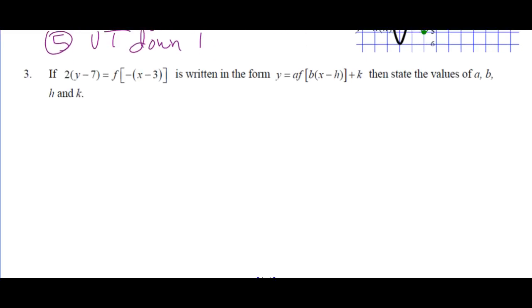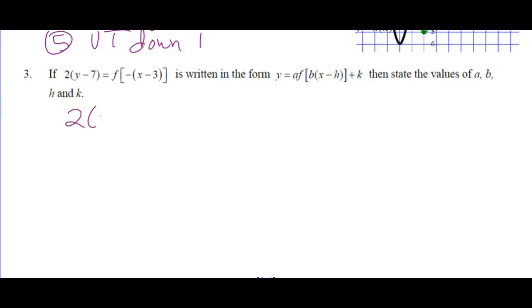If 2 bracket y minus 7 is equal to f of negative bracket x minus 3, and it's written in the form y equals a f of b (x minus h) plus k, state the values of a, b, h, and k. So all we're being asked to do is transform, that's not even a good word to use, change this into a different form.